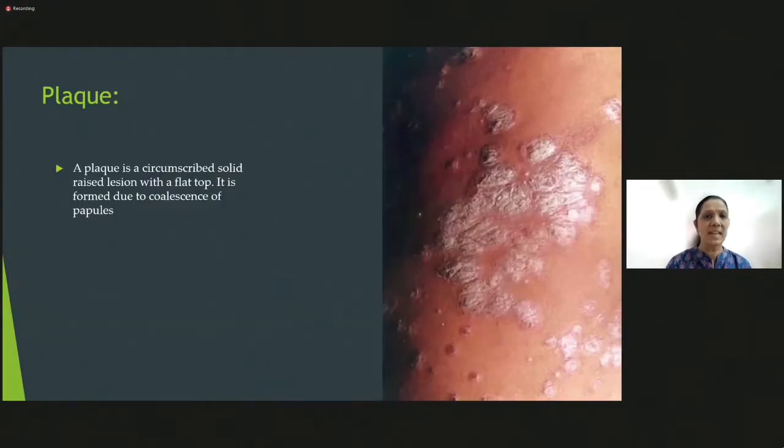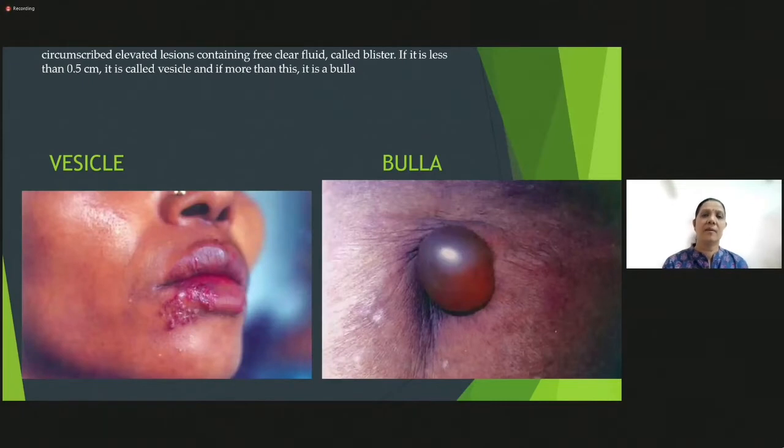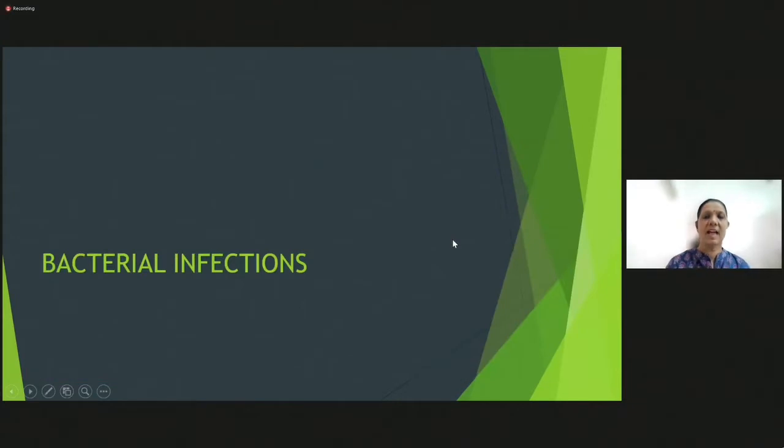When many papules coalesce together, they form a circumscribed, that is well defined, solid raised lesion, which is flat. That's called a plaque. If you see lesions which are filled with fluid and they are small, they are called vesicles, and if they are large, they are called bulla. With this introduction, I'll try to tell you how to come to the diagnosis of most of the common conditions and how to treat them.